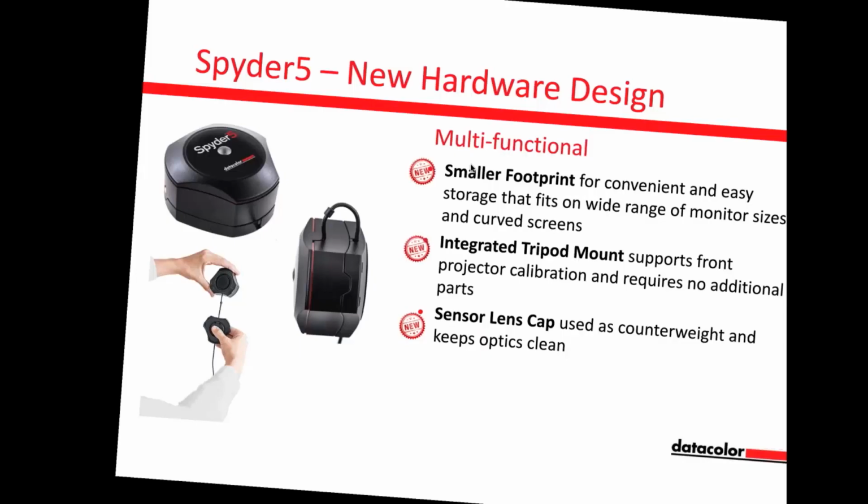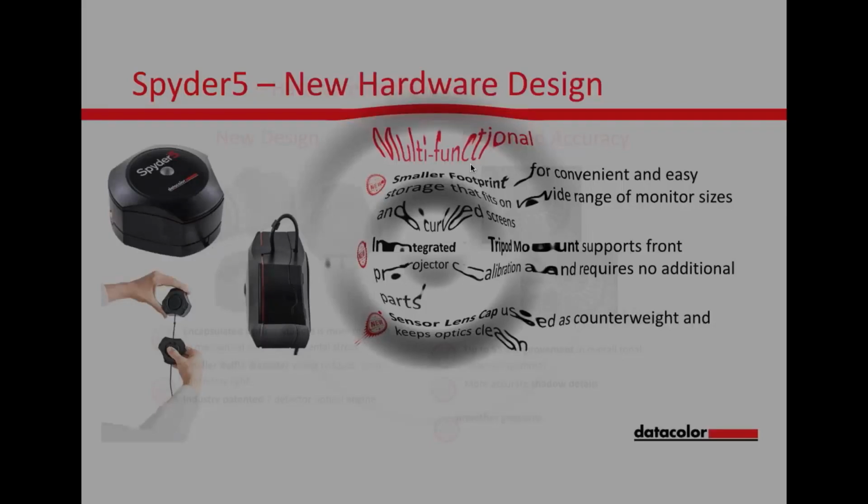Well, we've redesigned the physical device. We're bringing you now a much more robust calibrator. As I say, it's a USB-based device. It's got a lens cover on it now, which is also acting as the counterbalance on the USB cable there. So you use that to counterbalance such that the spider itself hangs in the right place on your screens.